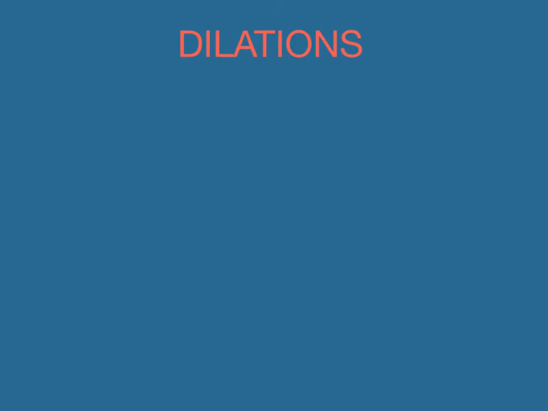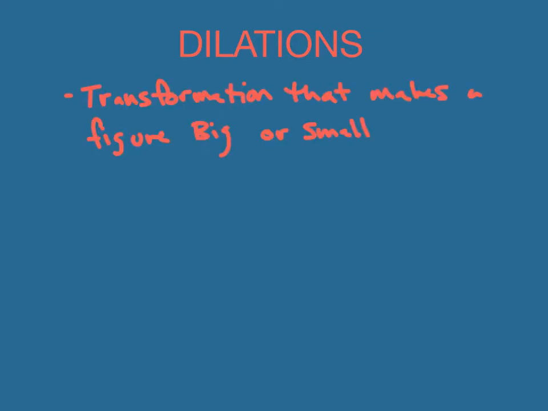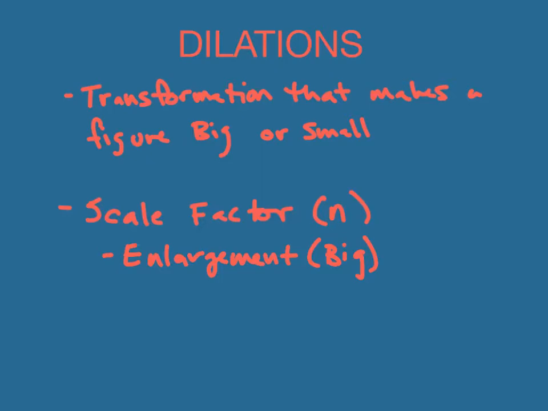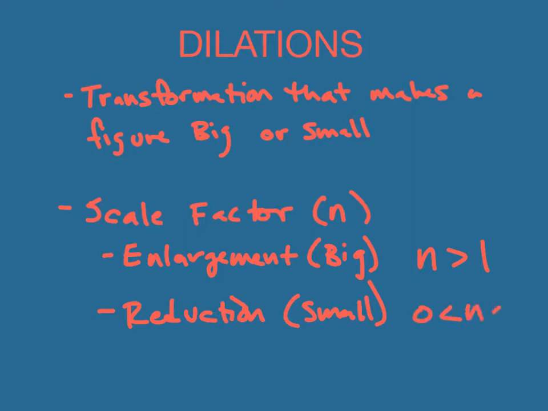Hi there. Today we're going to talk about dilations. And that's a transformation that makes a figure big or small. And we can make these figures big or small by multiplying the figure by a scale factor n, okay? And we're going to get an enlargement, and that's when the figure gets big if my value for n is larger than 1. Okay, we're going to get a reduction, meaning that the figure gets smaller if my scale factor n is between 0 and 1, okay, a fraction.